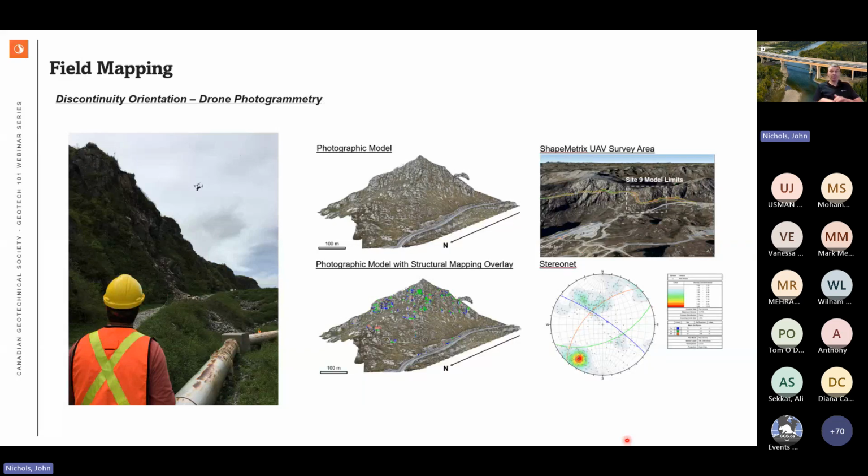And if you're into this work, you know that drone work now is LiDAR capable. It also has RTK systems to make it a lot easier. So this is sort of where the future is going for orientation, discontinuity orientation data collection.